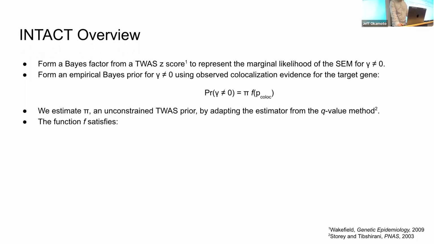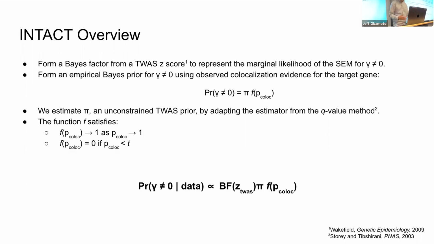And then we have f of p coloc, where the f function satisfies two properties. The first of which being that it's a monotonic function of the colocalization data. And the second is that if the colocalization probability falls below some threshold t, then we set it to 0. And the rationale behind this is essentially we want to filter out those spurious TWAS associations caused by LD contamination. So at the end of the day, we can compute a probability of putative causality just using Bayes' rule.